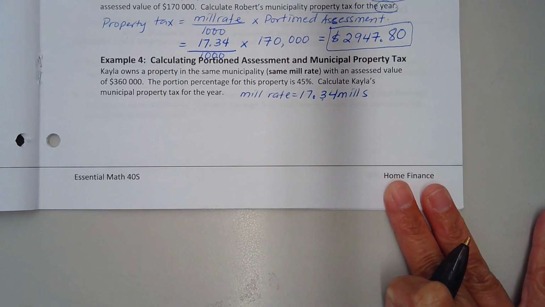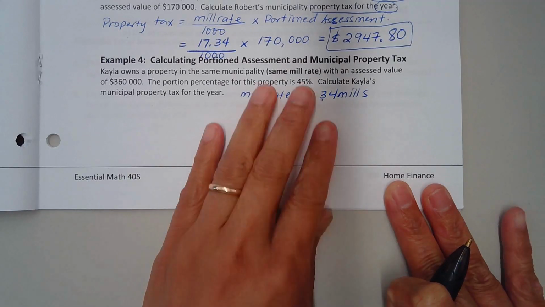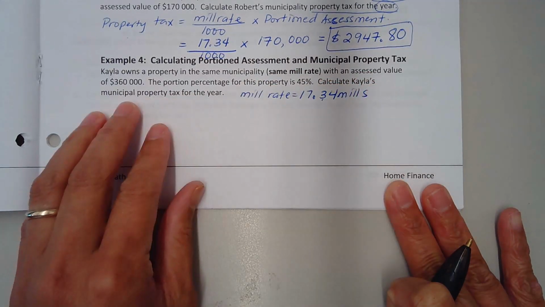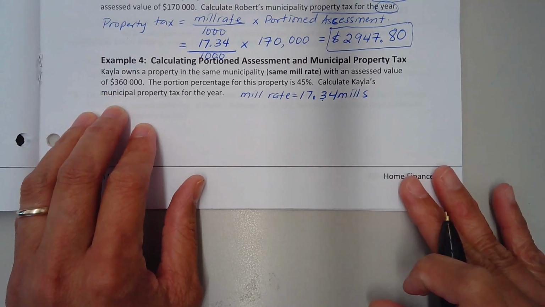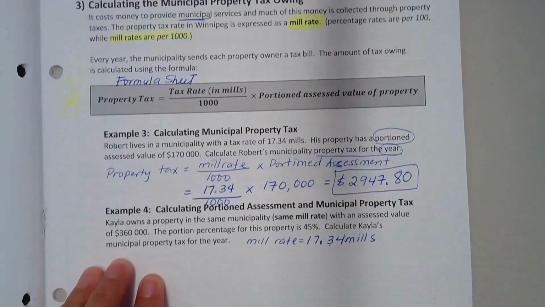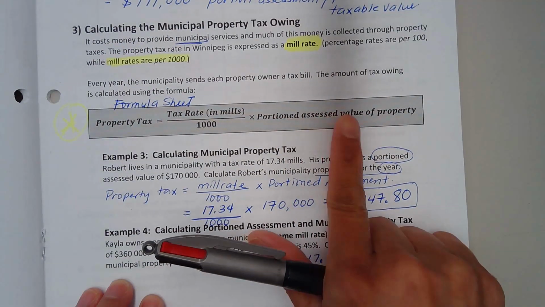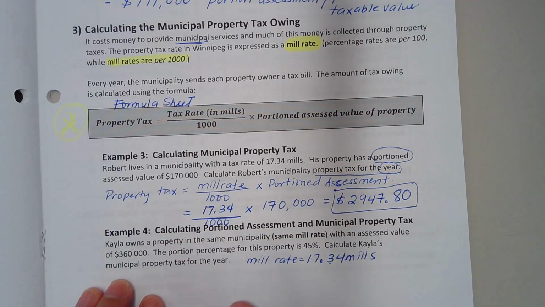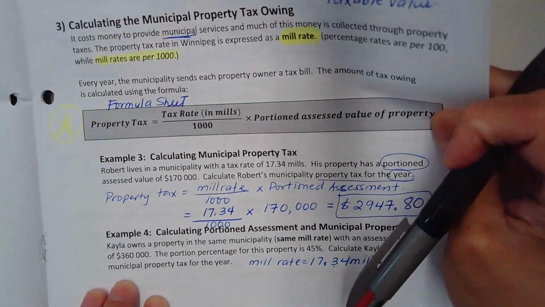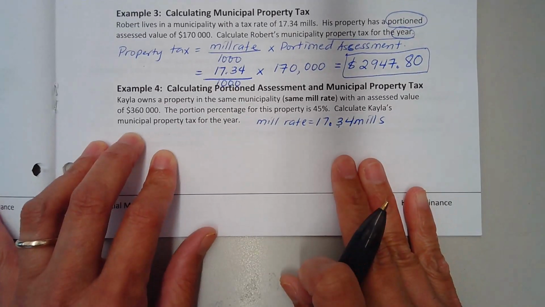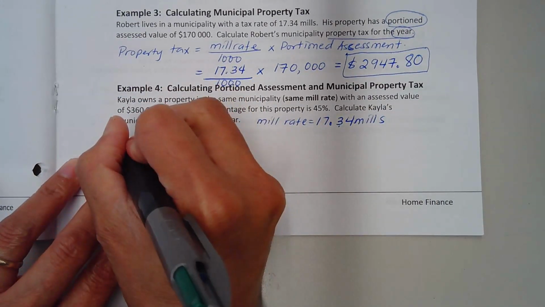Okay, so the same mill rate, it says here, with the assessed value of 360. Now to figure out the municipal tax, we need the portioned assessment. Not the assessed value, but the portioned assessment. So what we're going to do first is to figure out the portion assessment.